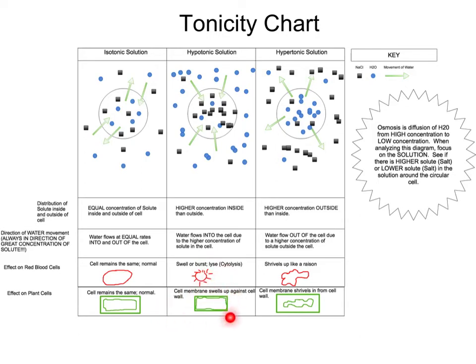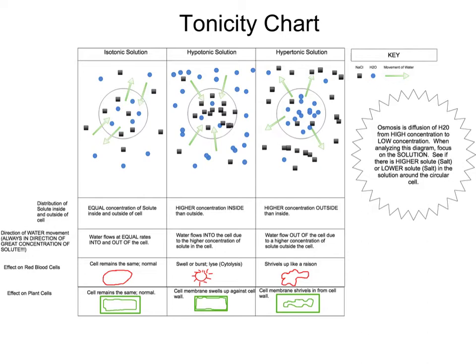In a plant cell, it's going to go out towards the cell wall. In isotonic, it stays the same. So again, hypertonic, the water rushes out, so it shrivels up like a raisin. In hypotonic, it's going to get really big and possibly burst, almost like a balloon. In isotonic, it's going to stay the same.